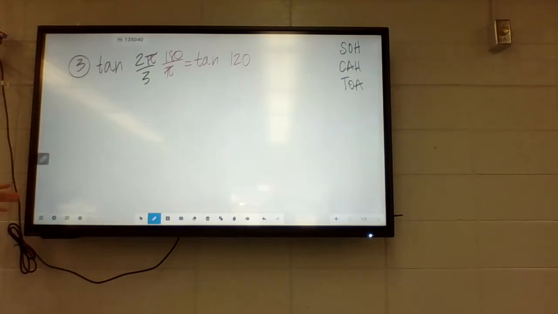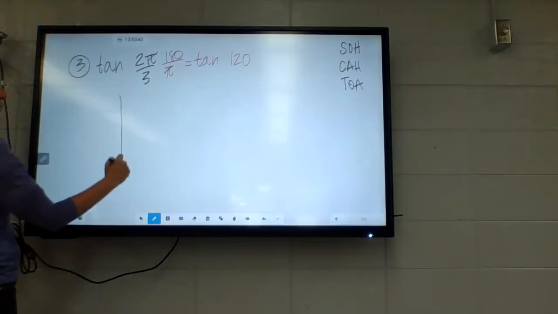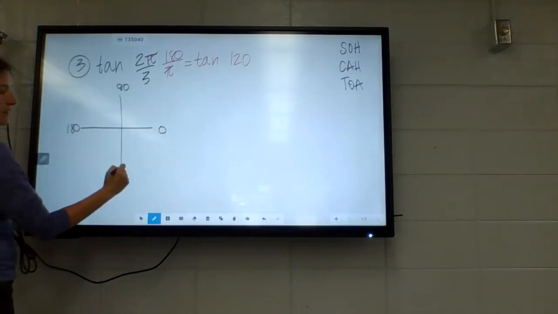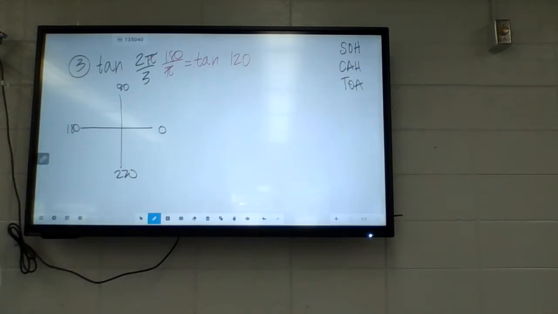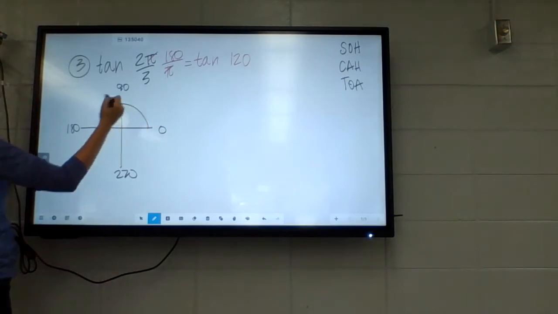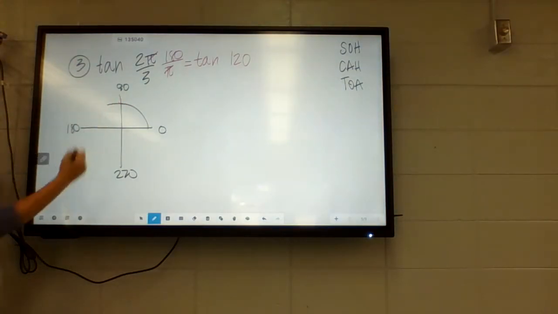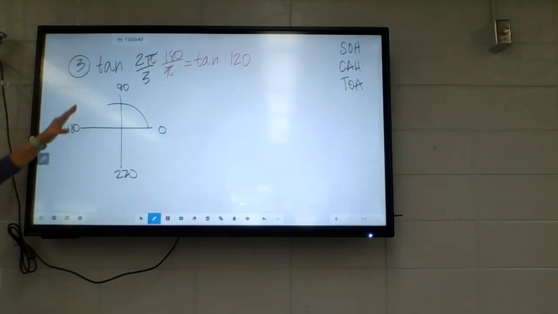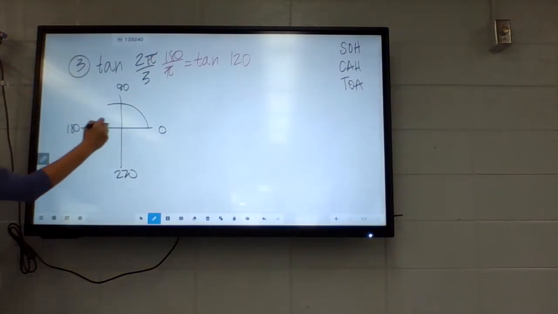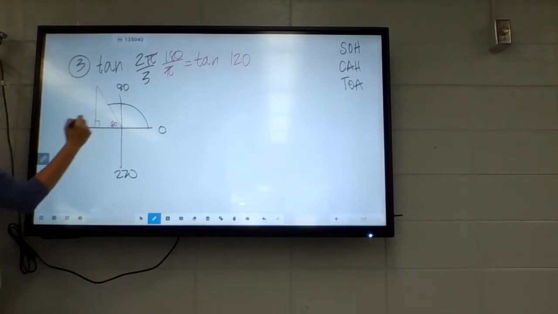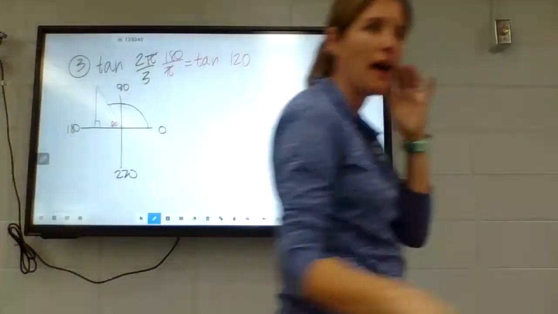When I go to draw this, I want to draw it in our coordinate system. It goes 0, 90, 180, 270, because we go counterclockwise. So I go past 90, basically 30 past 90. I'm headed towards 180, and 120 is 60 short of 180. So this is going to be a 60-degree triangle here. Are we okay with that?